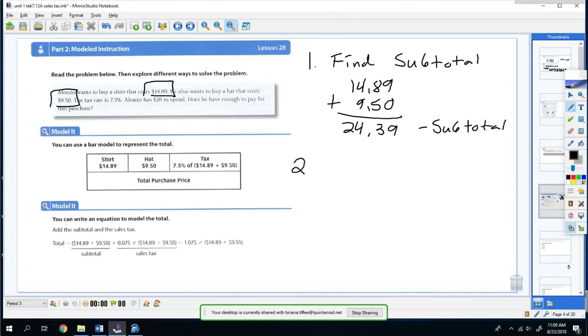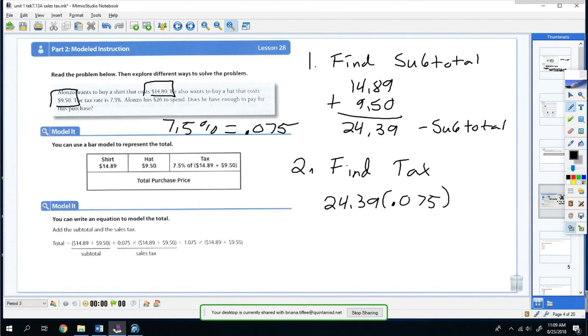So the second step is to find the tax. You want to figure out how much the tax is. The way you do that is you take your subtotal and your tax percentage and multiply them together. My subtotal is $24.39, and my tax is 7.5%. 7.5% equals 0.075 as a decimal. So I'm going to do 24.39 multiplied by 0.075, and when I do that, I get $1.83.